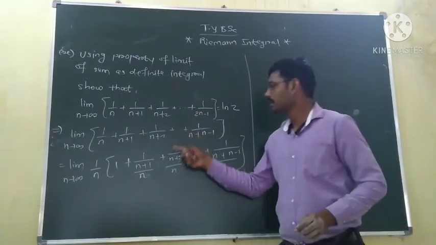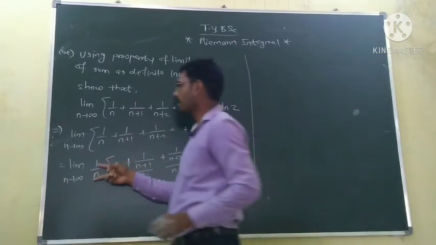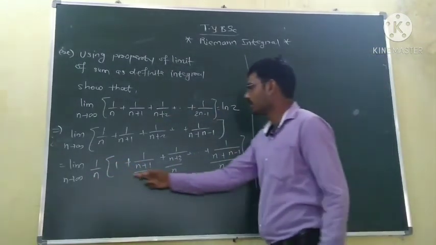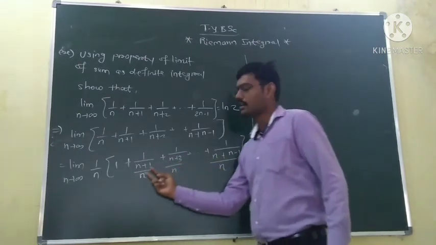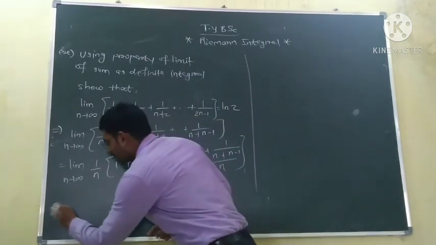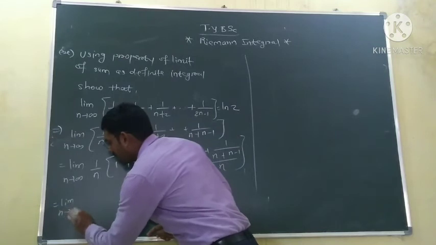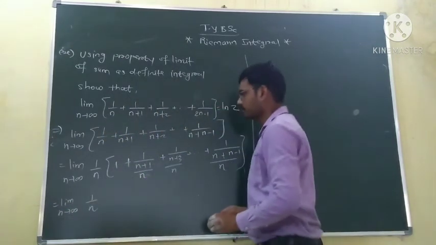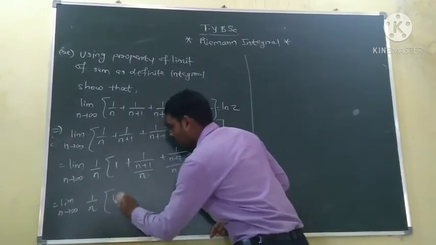So this is nothing but this. We have just taken 1 by n outside and made some arrangement. Now see, we can separate the denominator. This is equal to limit n tends to infinity 1 by n into 1 as it is.